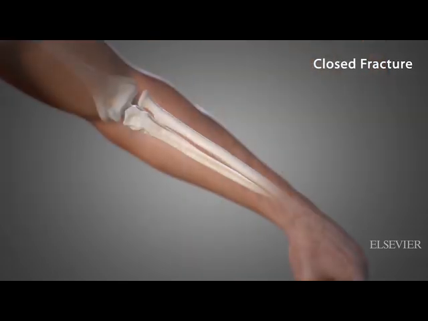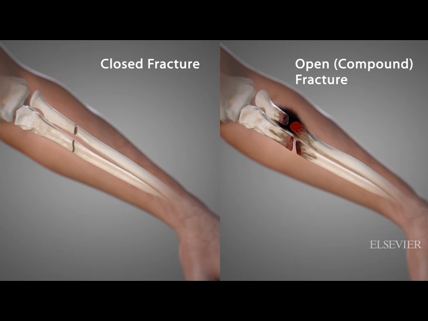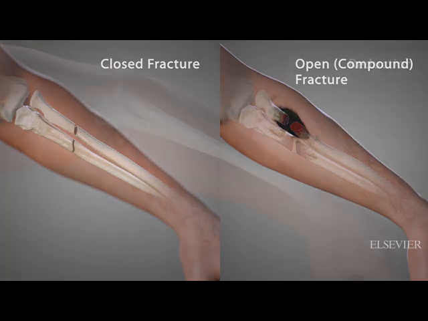In a closed fracture, the bone does not break the skin. In an open or compound fracture, the skin is broken, and a piece of broken bone pierces the skin. These fractures are susceptible to bone infection.